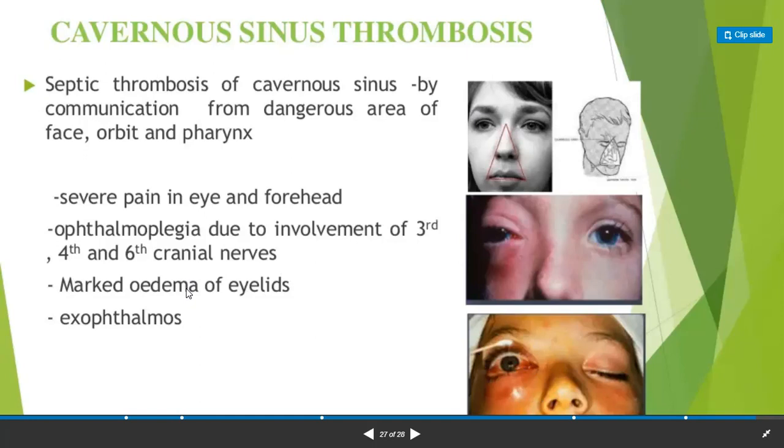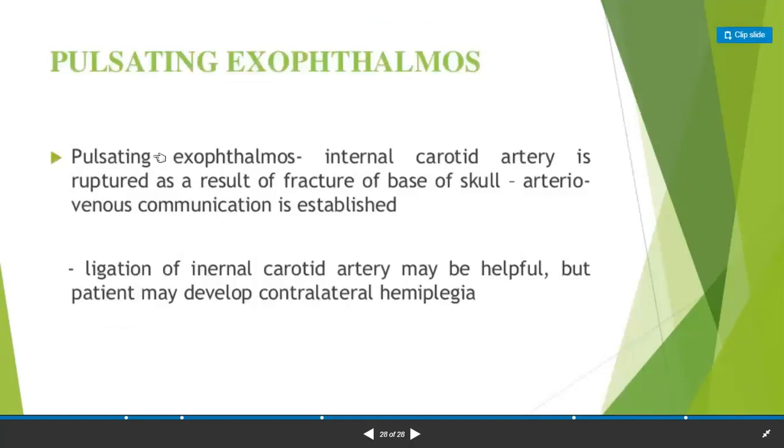So the clinical framing of the question will be something like this. You have to identify the question that is being discussed. The topic under discussion is the cavernous sinus. These hints will be given, which are seen in this slide. Pulsating exophthalmos: the internal carotid artery is ruptured as a result of fracture of the base of the skull and an arteriovenous communication may be established. If you tie the internal carotid artery, it may be helpful, but the patient may develop contralateral hemiplegia. Contralateral hemiplegia is paralysis of the opposite half of the body.